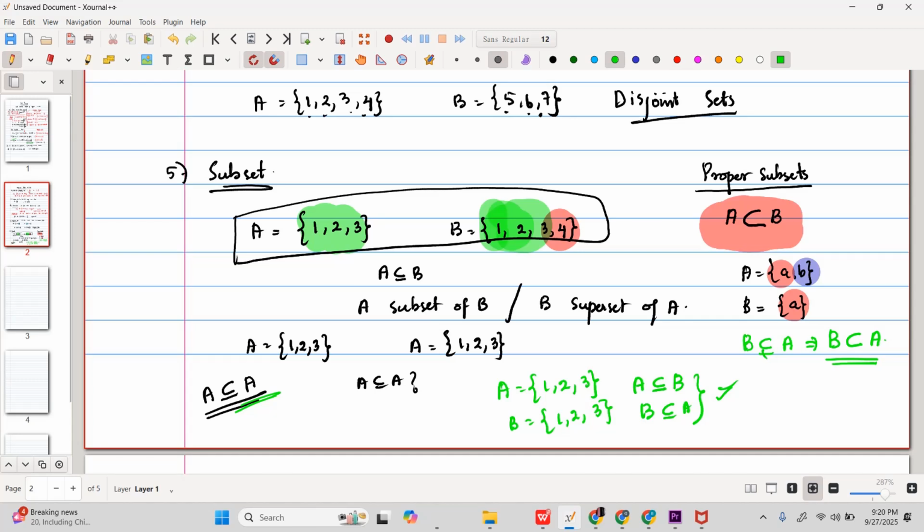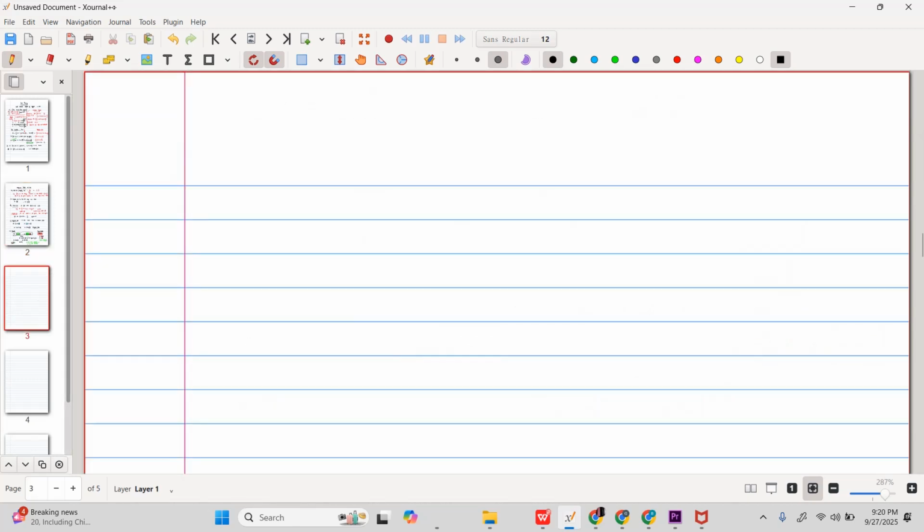Now we are moving to the next topic. So in the concept of subset, we have subset and proper subset. Okay. Next we have equal sets and equivalent sets.